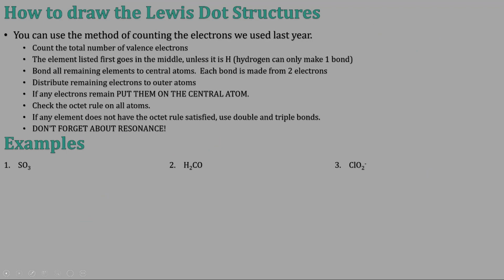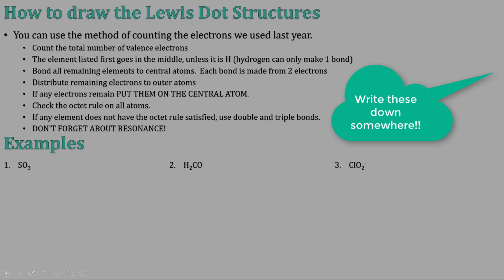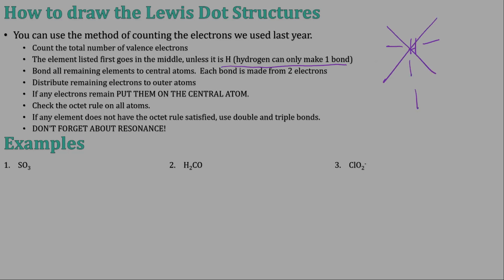All right, so we can use a method of counting the electrons like we used last year. Okay, so if we count the total number of valence electrons, the element listed first goes in the middle, unless it's hydrogen, because hydrogen can only make one bond, so you can't see hydrogen do this thing. It can only make one bond because it only has the 1s orbital, and that's it. After that 1s orbital holds 2 electrons, it's completely full, and it doesn't have a second energy level to be able to hold any more electrons, so it can't do that.